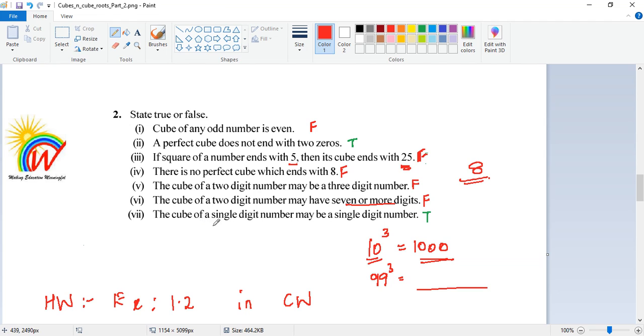Here you see the cube of a single digit number, let's say 1. 1 is a single digit number. The cube of 1 is going to be 1. So that's working out. Say take 2. 2 cube is going to give you 8. So these are also single digit numbers. So this is a true statement, okay?